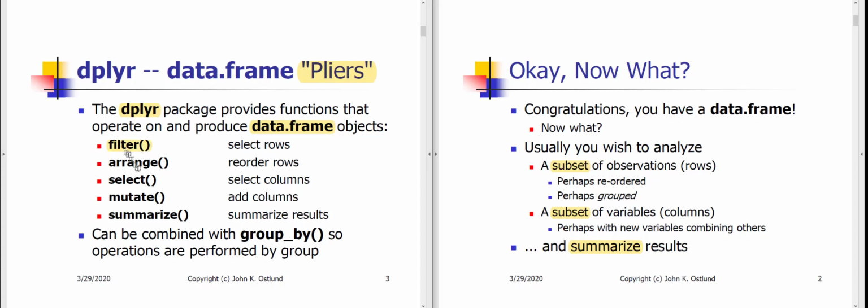We have filter and arrange for selecting rows and reordering rows, select and mutate for selecting columns and also adding computed columns that we might need. And we have a summarize function that allows us to compute summary statistics of various kinds for our resulting data frames. We can also group the rows into subsets, subgroups, so that we can do operations on those subgroups.